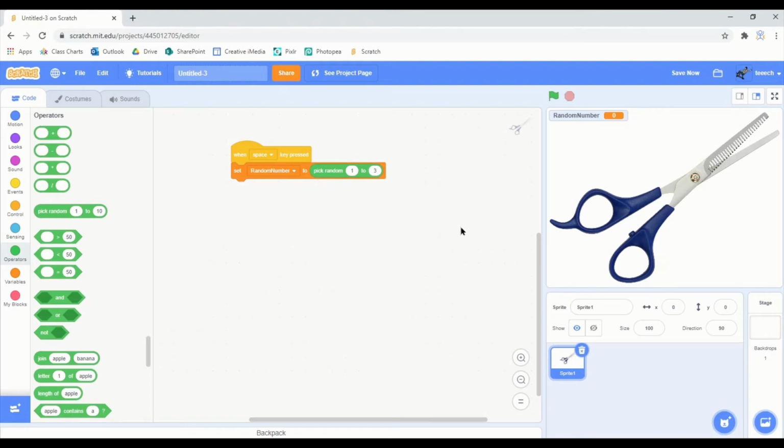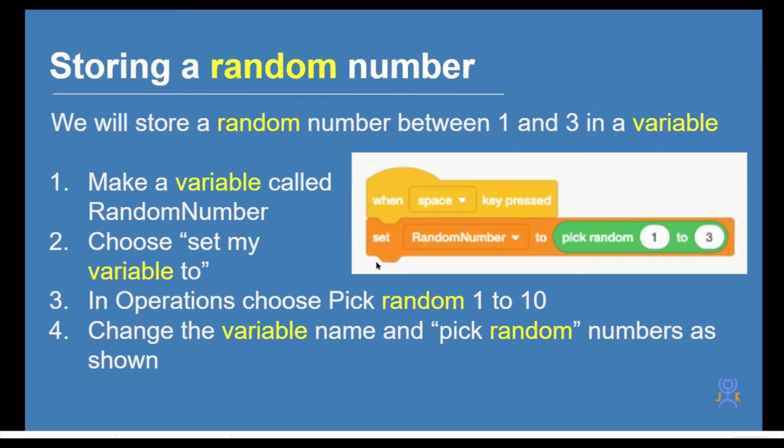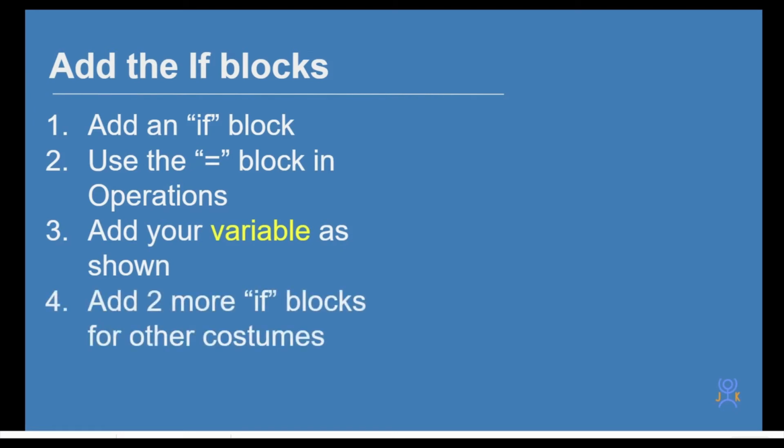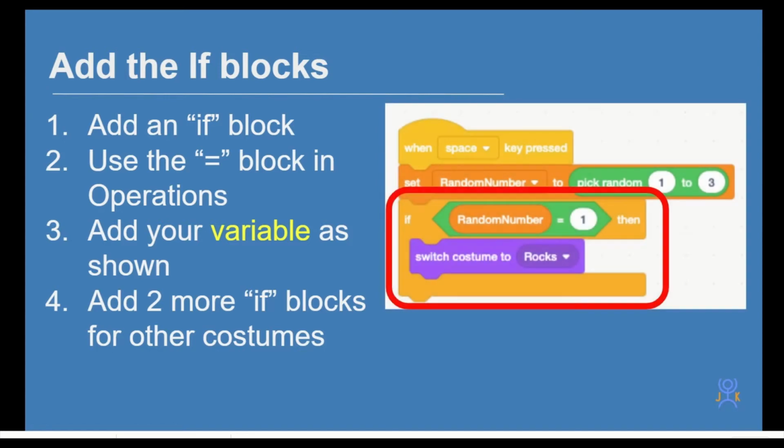We can quickly test that. So if I do space, just watch this number. If I choose space, it goes 3, 1, 2, 1. Anyway, so that random number's working. Having done that, we are now going to have a look at the decision block. So this if block, we're going to use an equal sign in operations, so that's green, and add the variable as shown. So once we've done that, we'll add it. We'll repeat it for 2 more costumes, but that's what we're looking at the moment.